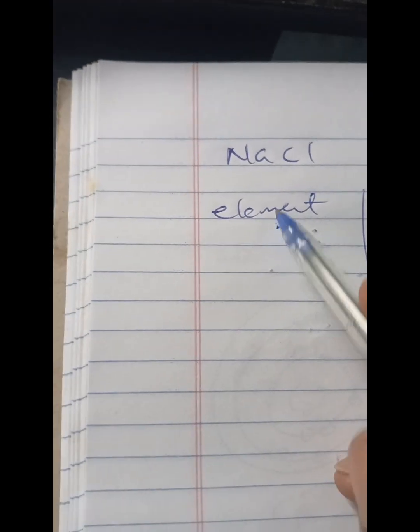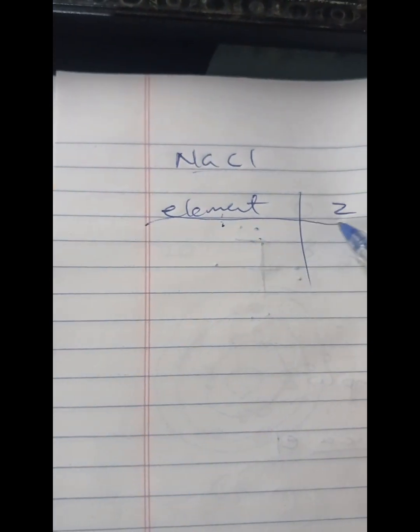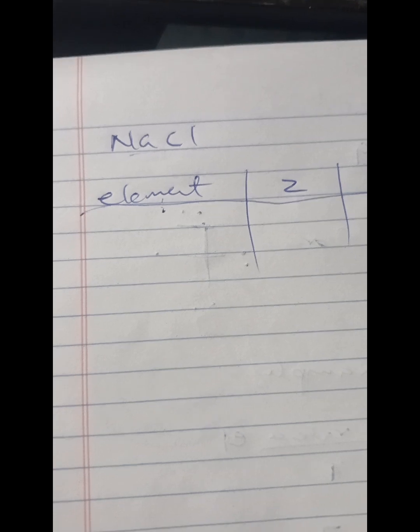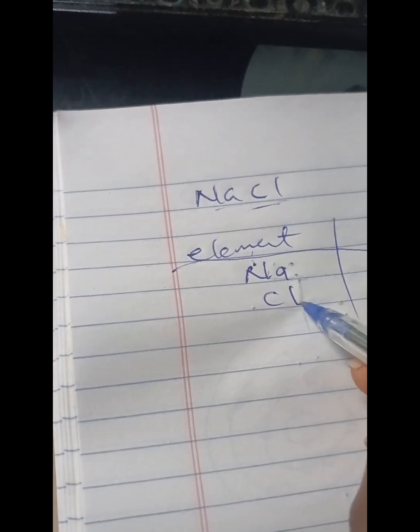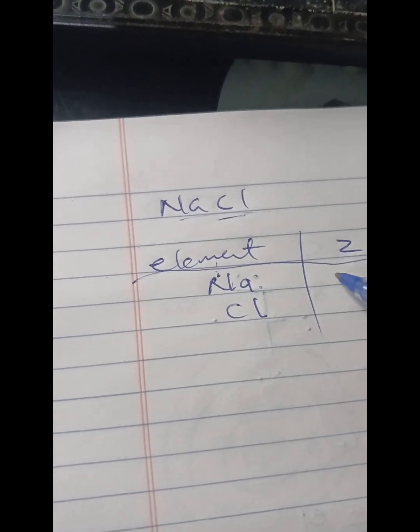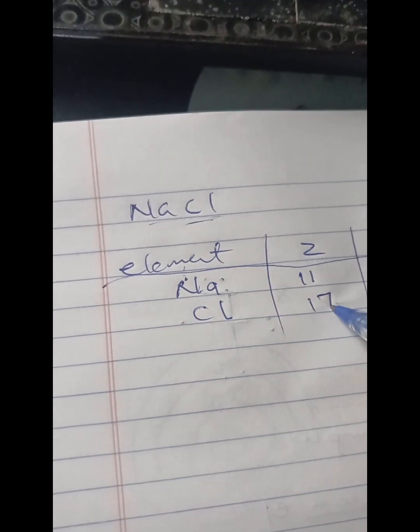Let's create a table for the 2 elements present so that it will be simple for us. So we have the elements present, we have the atomic number of the elements, and we have the valence electrons. In this case, valence electrons are the number of electrons present in the outermost shell. So which elements are present in this formation? We have sodium and chlorine. Sodium is atomic number 11, whilst chlorine is atomic number 17.